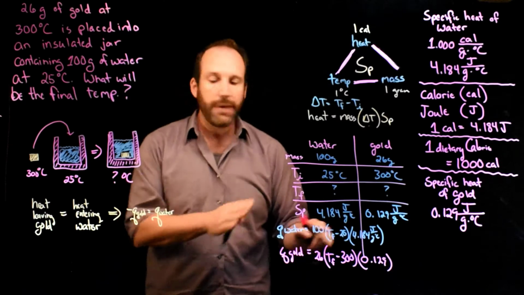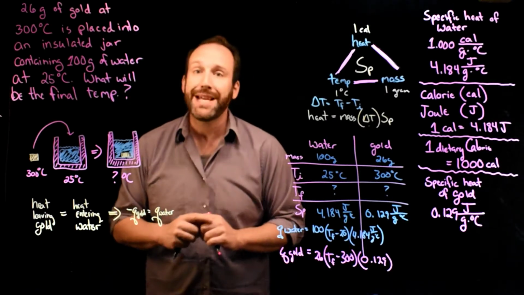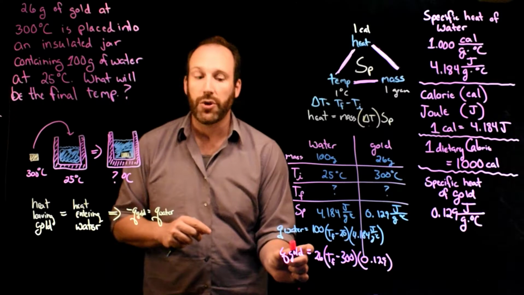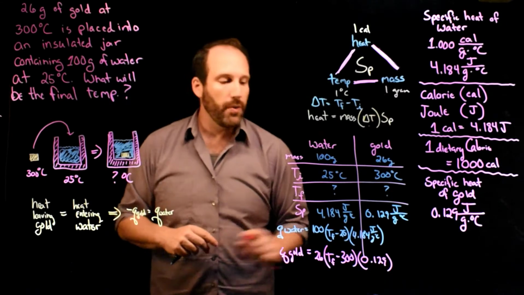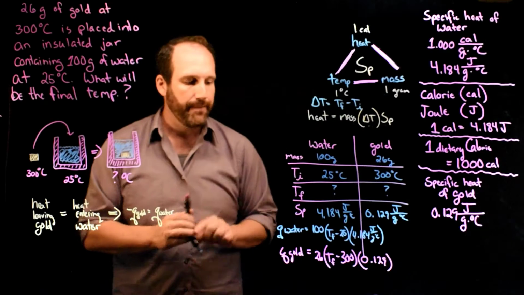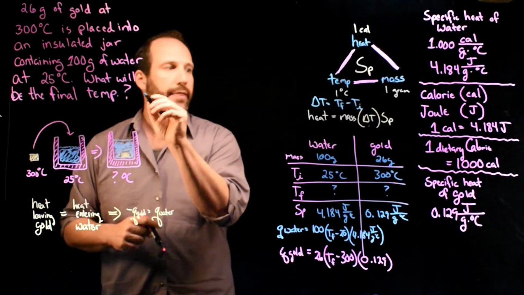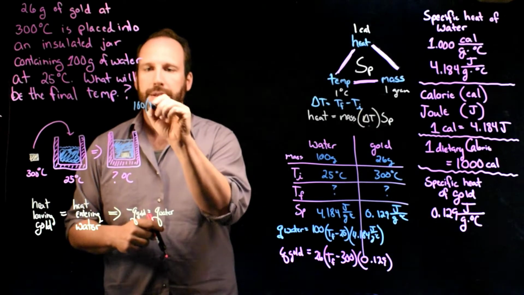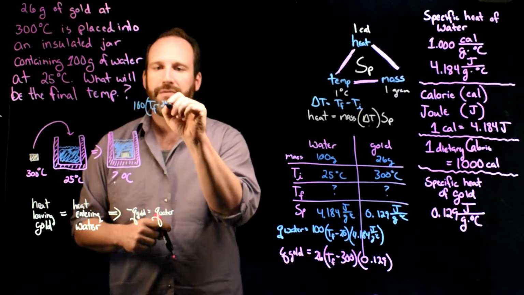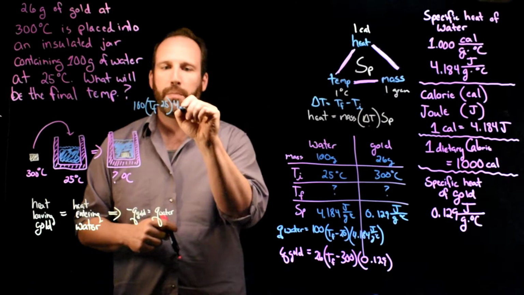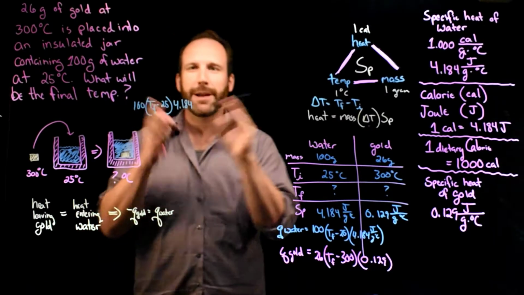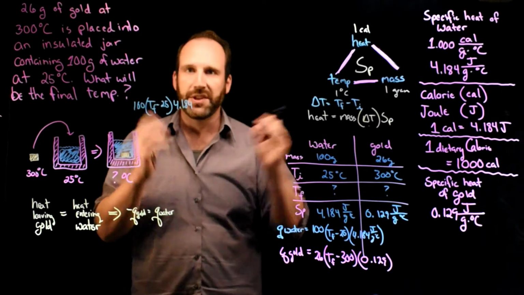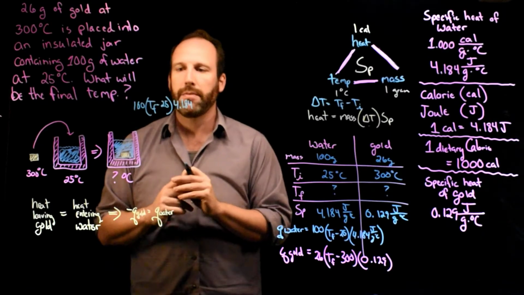And remember, now what I want to do is set these two equations equal to each other because Q water equals the negative of Q gold. So let's do that. I'm going to say that 100 times T F minus 25 times 4.184. I'm just dropping all the units to make things a little cleaner, but we need to obviously keep units in mind here, right?